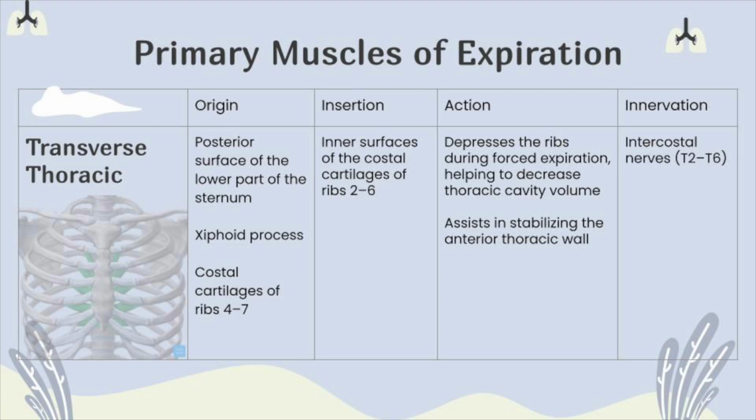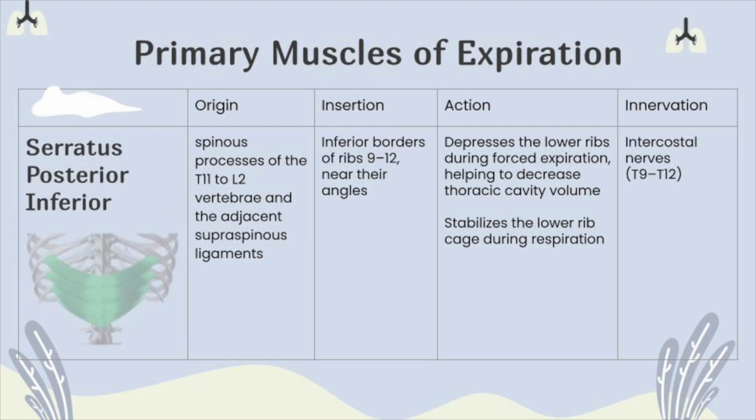Even though it's not a powerful muscle, it contributes to forced expiration by tightening the chest wall and assisting in rib depression. It's especially active during coughing, blowing, or speech that requires rapid pressure modulation. This pulls the lower ribs downwards, assisting with the compression of the thorax.